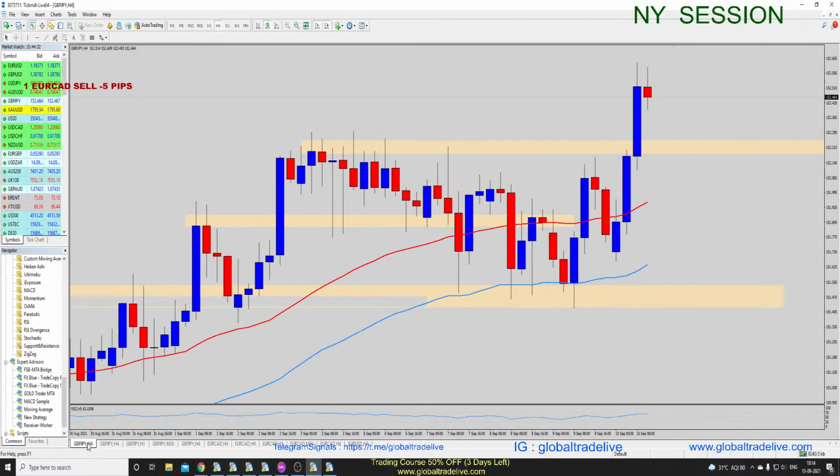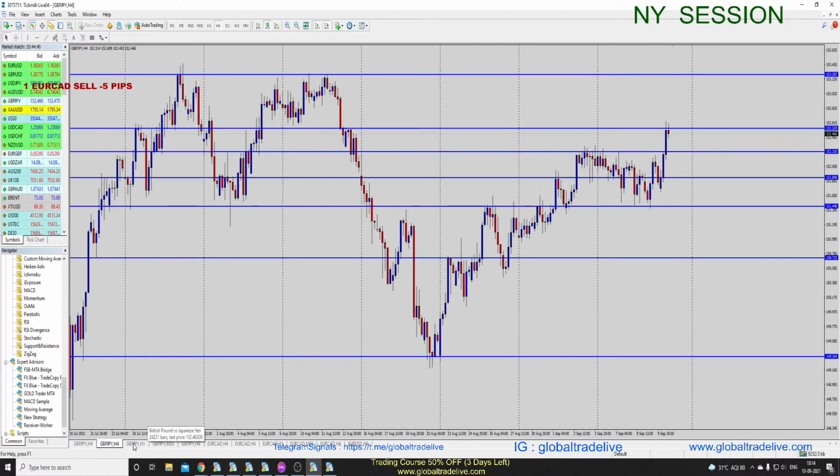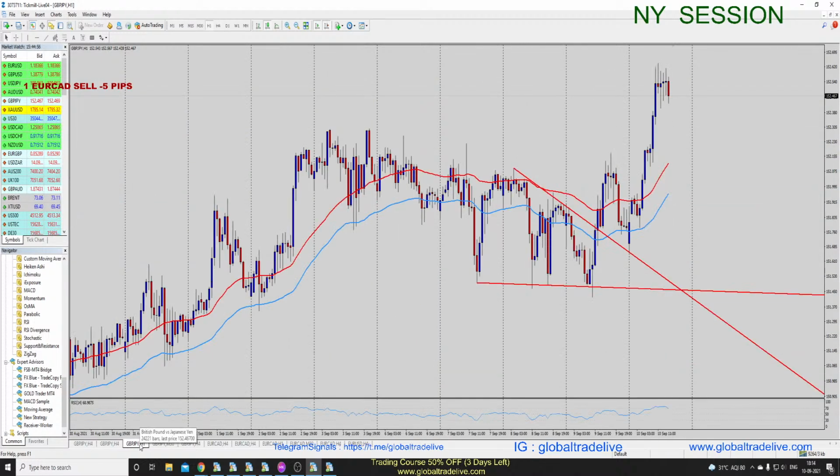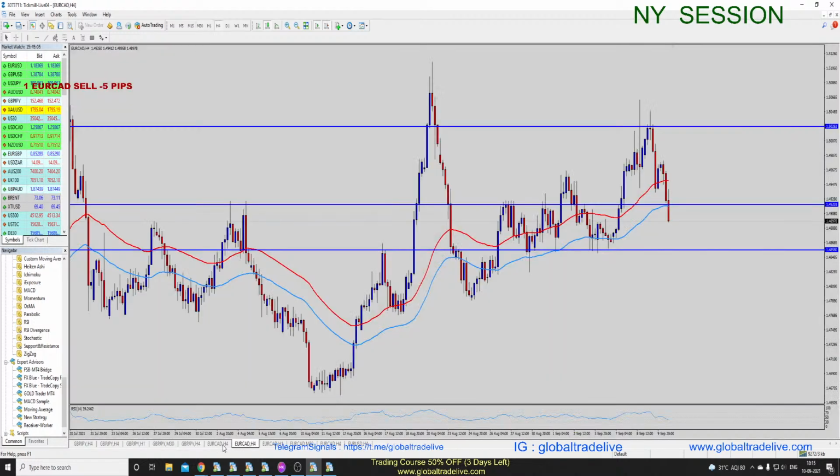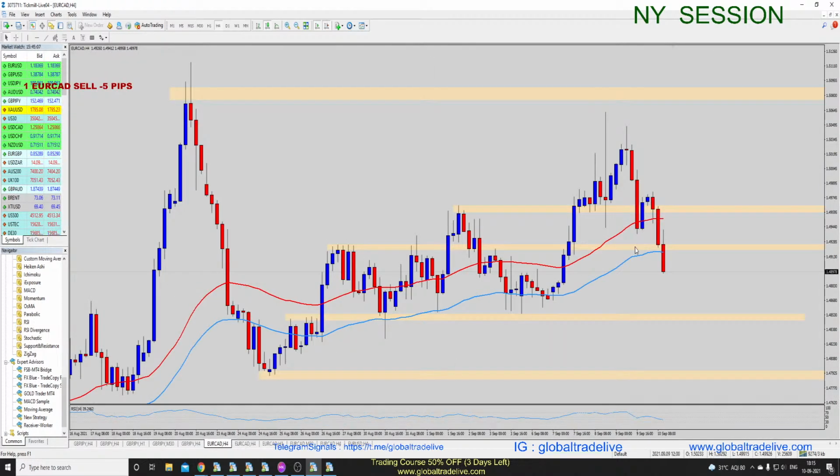Okay, the 4 hour candle is about to close in 15 minutes also. Yeah, I think the next 4 hour candle here can wake up and then break this low to move all the way down. Euro CAD just played out.